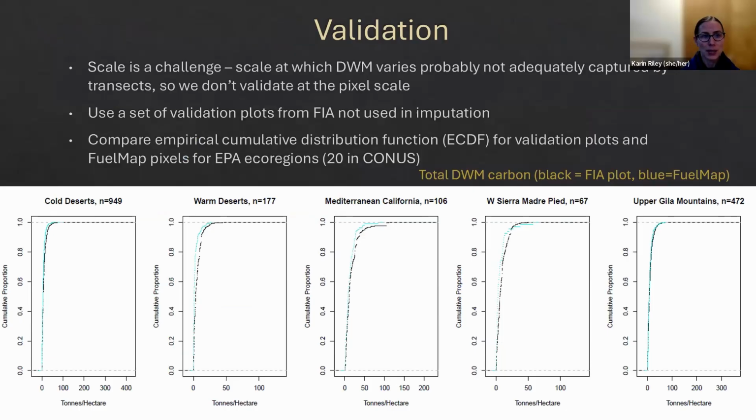So instead of looking at that pixel value, we're using a set of validation plots from FIA not used in the imputation. And then we're just comparing the distributions that we see in the FIA plots to what we see in the FuelMap data set. So this is just a sampler of 5 different ecoregions. We used some pretty broad ecoregions. There's 20 of these EPA ecoregions in the US, so they're pretty large. But we're comparing FIA plots within those to the distribution in FuelMap, and you can see those compare pretty favorably.